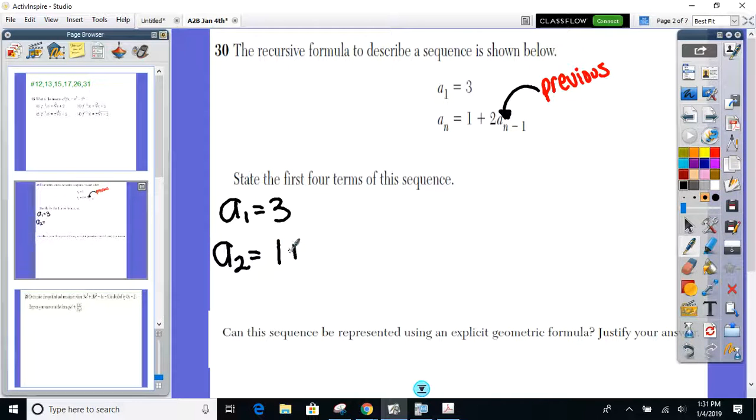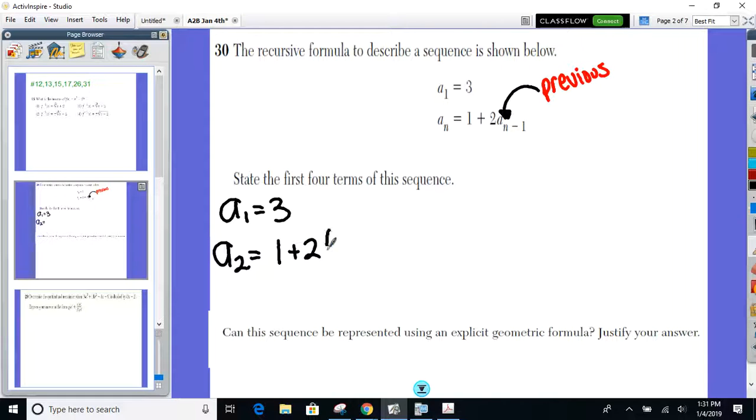1 plus 2 times, what do I plug in now? The 3? It was the previous term, yes. Boom, 3. Second term is 7. Got to find the first 4, though.